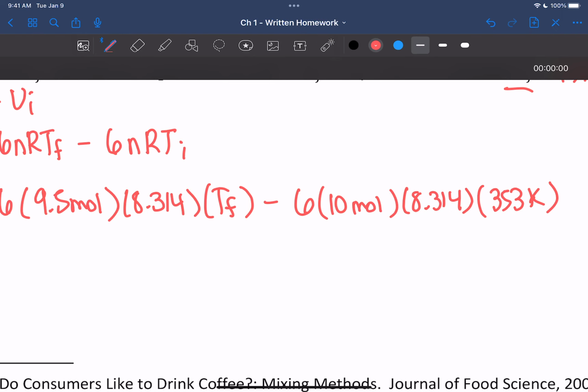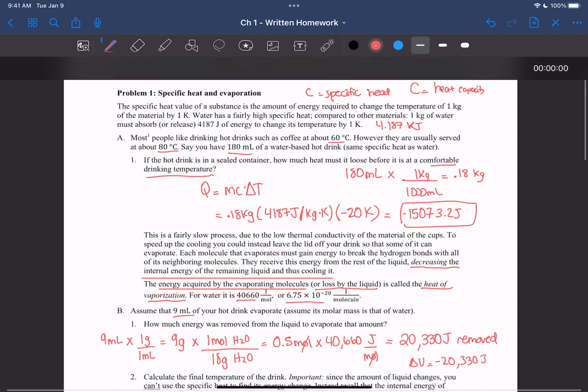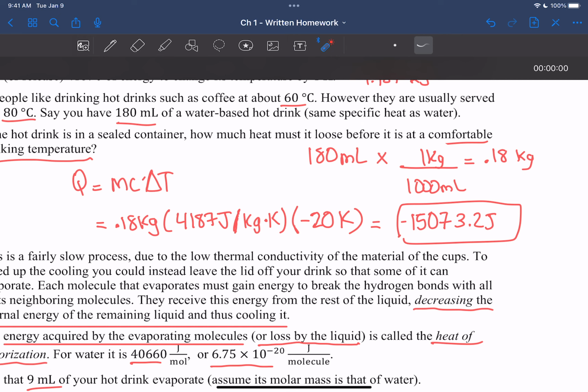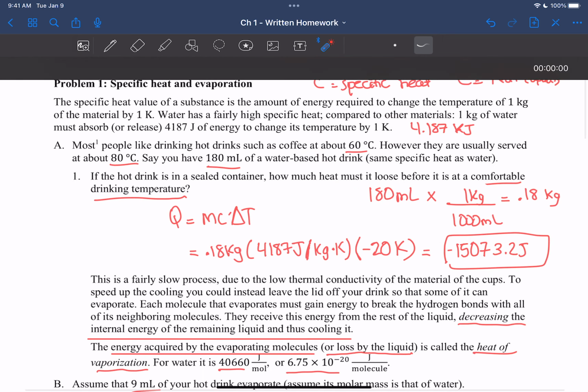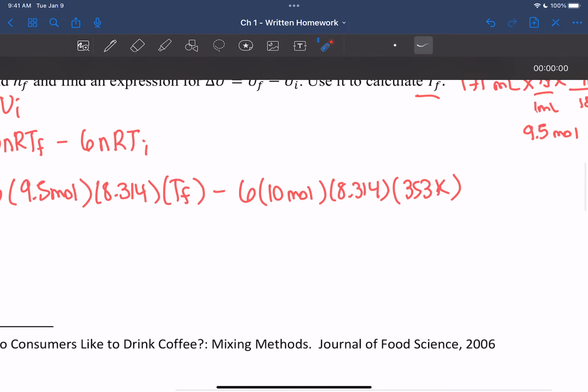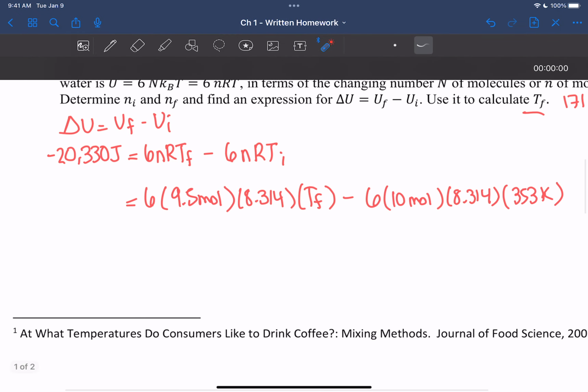Keep things in Kelvin. Even with that trick that I showed you guys up there, if this was me on an exam, my neurotic self would insist on still converting this to Kelvin, just so I know I'm in the right units and everything matches up. But there we go. That's the equation setup. Negative 20,330 joules, and then from there, just mathematical manipulation to solve for TF.